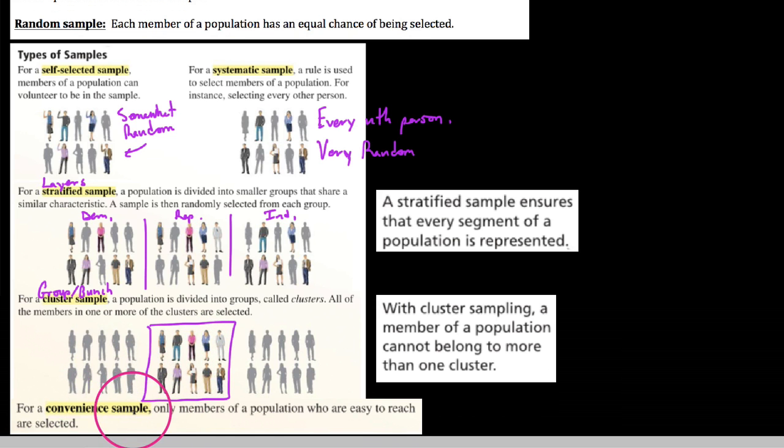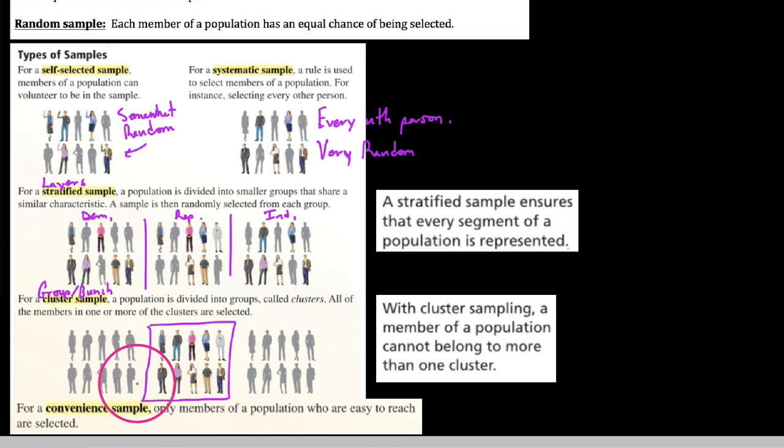And then lastly, we say a convenience sample. This is truly what it sounds like. We just say only members of a population who are easy to reach are selected. So conveniently, I want to get an idea of how people feel about the weather today. I could just ask the 10 people who are sitting next to me. That's it. So that would be a convenience sample.